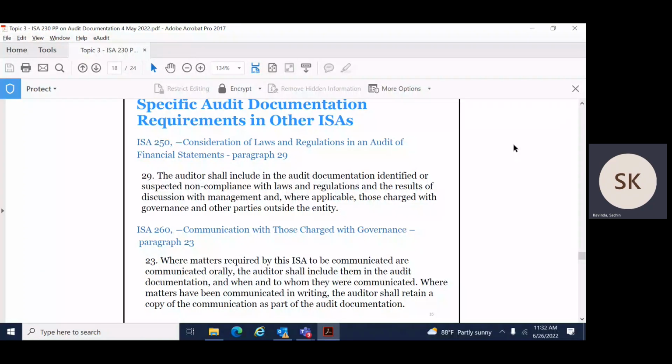...and regulation in an audit of financial statements. Paragraph 29. The auditor shall include in the audit documentation identified or suspected non-compliance with laws and regulations and the results of discussions with the management and where applicable those charged with governance and other parties outside the entity.